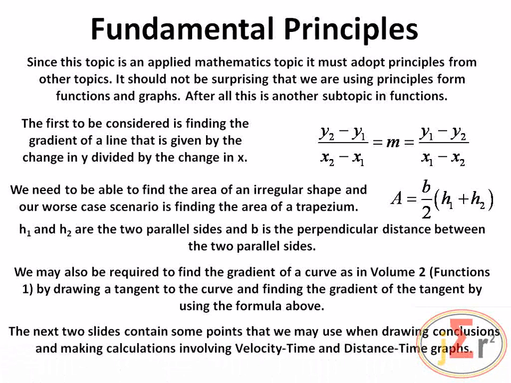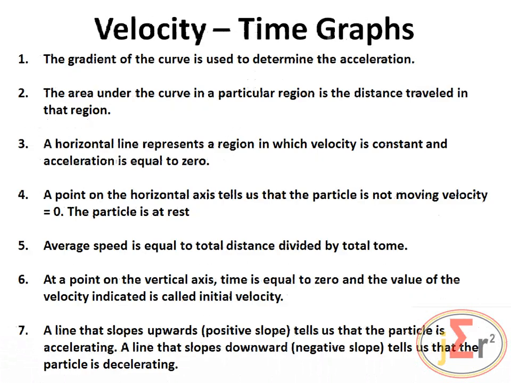The next two slides contain some points that we may use when drawing conclusions and making calculations involving velocity time and distance time graphs. Here we have a lot of information on the slide. The gradient of the curve of a velocity time graph, because we are looking at the specifics of velocity time graphs, is used to determine the acceleration. The area under the curve in a particular region is the distance traveled in that region.